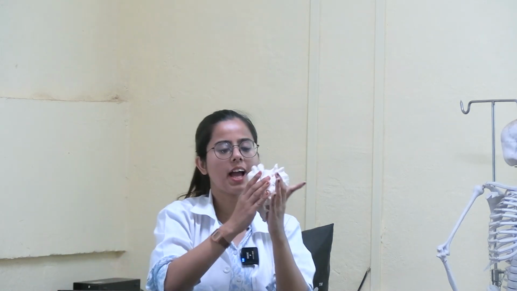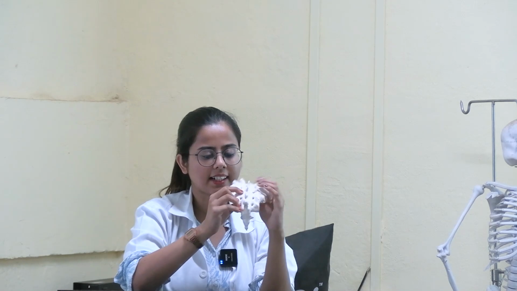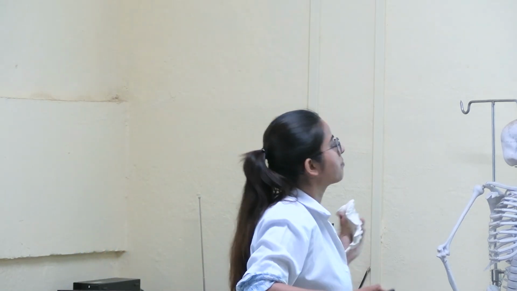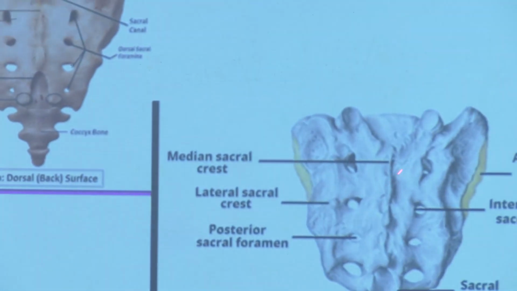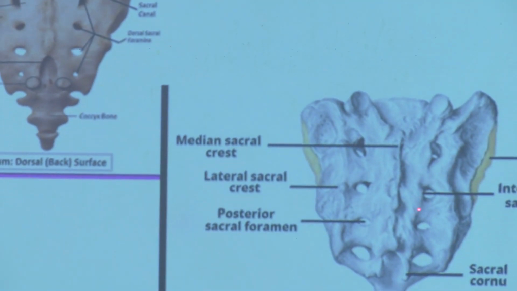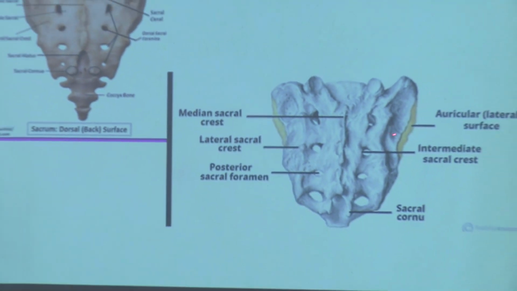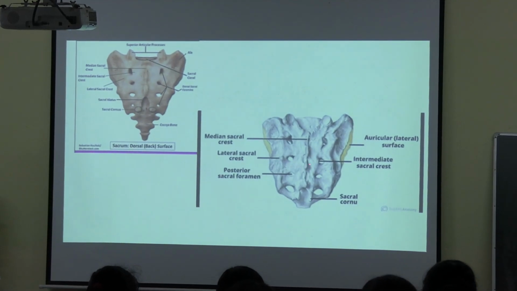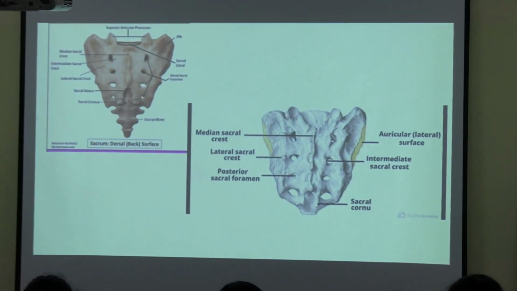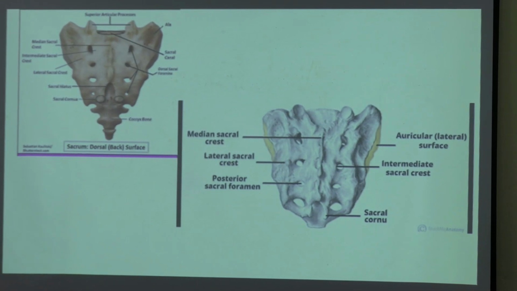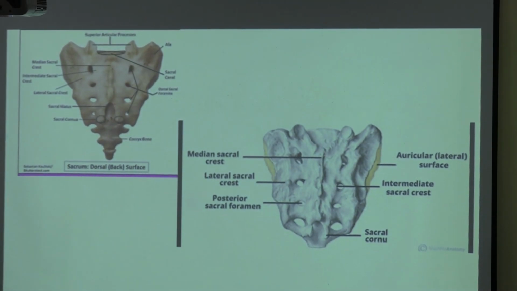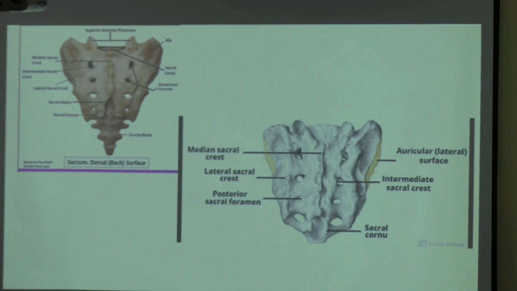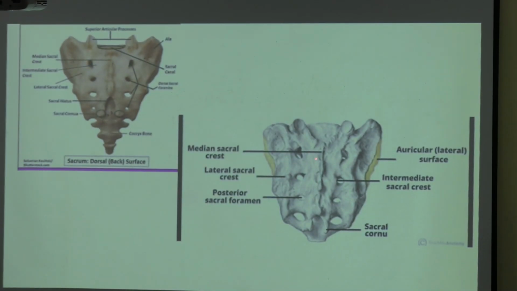I'm saying again, we have the median sacral crest, intermediate sacral crest and lateral sacral crest. See here: this is the median sacral crest, this is the intermediate sacral crest and this is the lateral sacral crest. The median sacral crest is formed by the spinous tubercles, which are basically the spinous processes of the sacral vertebrae. In the middle we have the spinous process, so this projected part is called the spinous tubercle. Clear?